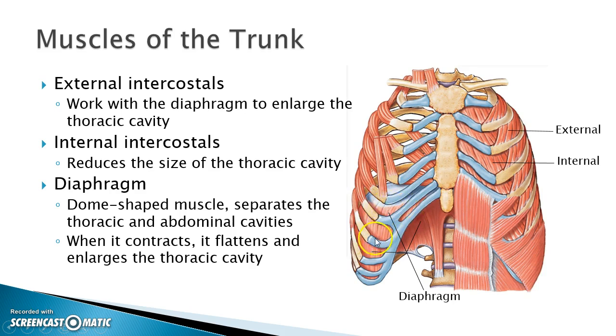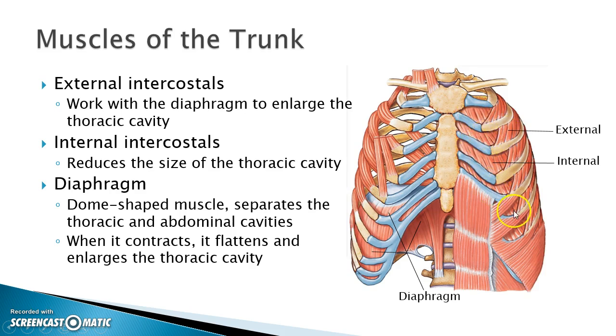The diaphragm is a dome-shaped muscle. It actually goes kind of in this orientation right here. And when it contracts, it flattens out. And so that also enlarges the thoracic cavity. And those two working together kind of make a vacuum, and then air is sucked into the thoracic cage or into the lungs. Now the internal intercostals, we can see these a little bit deeper than the external.